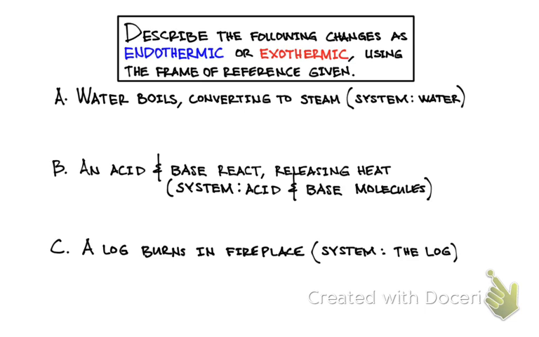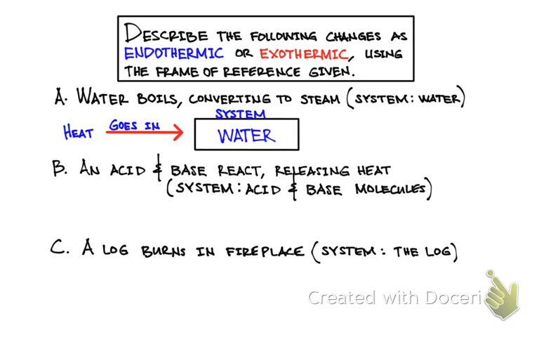Describe the following changes as endothermic or exothermic using the frame of reference given. Go ahead and pause this video and think about these problems. The first one here, water boils, converting to steam. The system here is water. Because heat is going in to boil the water, it must be an endothermic process.